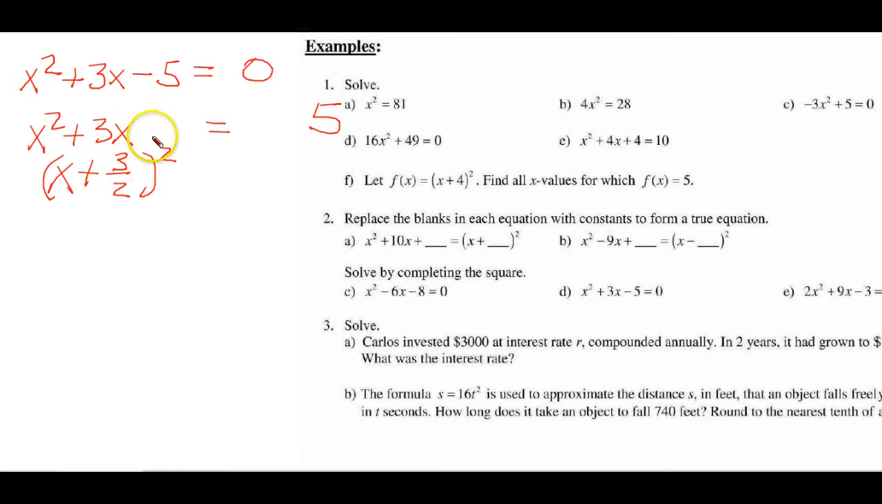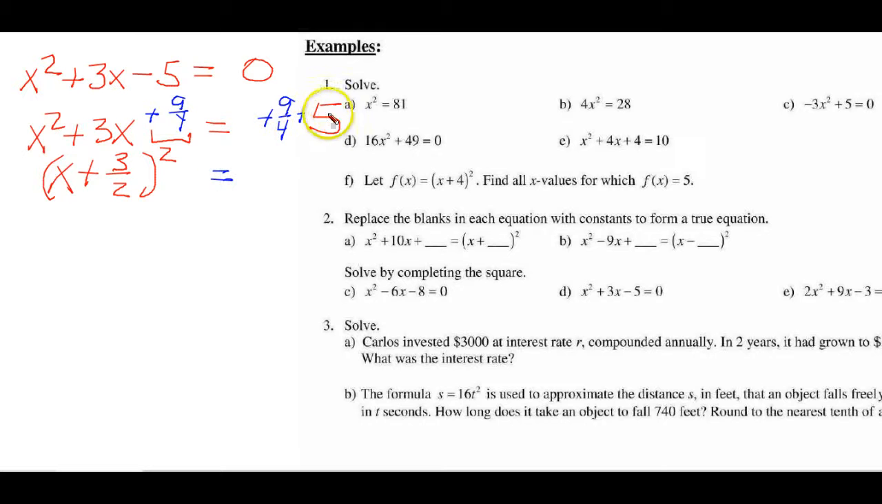Now, how do we get our c term? And I'll change colors. Well, we have to square this. So this becomes a positive 9/4. So we have to add a positive 9/4 to the other side.